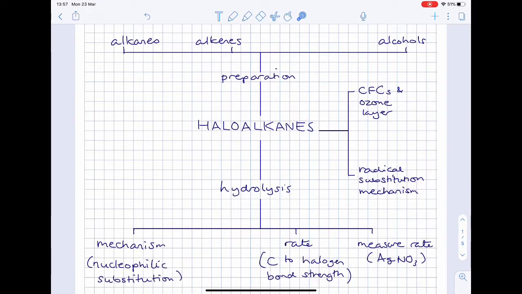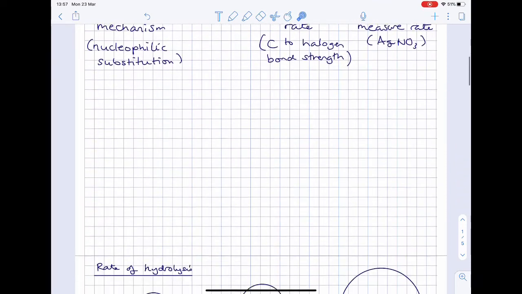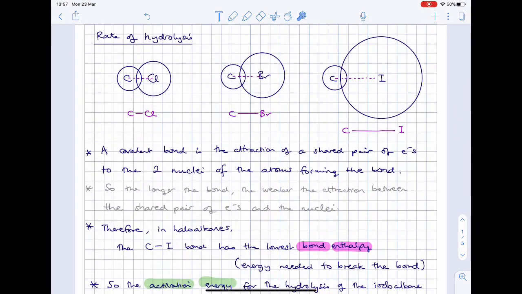Okay, so this video looks at the rates of hydrolysis of different haloalkanes and how we can measure the rate using silver nitrate solution. So in the exam, we explain the rate of hydrolysis in terms of bond enthalpy. And I'm going to explain why we have different bond enthalpies for different carbon-halogen bonds. But you don't have to explain that, so I've grayed it out.